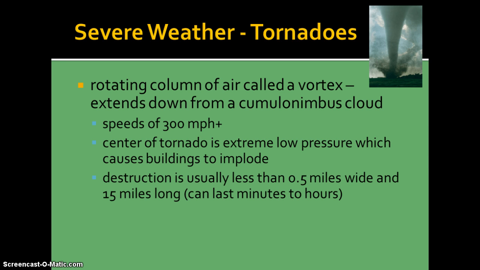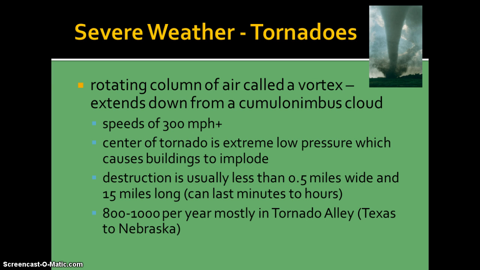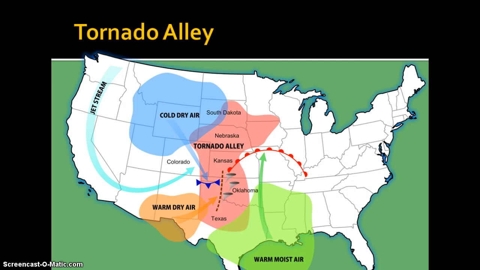Usually destruction is going to be less than half a mile wide. However, they can be miles long. They last anywhere from minutes to hours depending on the storm and the conditions that are present. We have about 800 to 1,000 per year. Most of those occur in Tornado Alley, which is in the central part of the United States, ranging from Texas up to Nebraska. The scale that we use to measure tornadoes is the Fujita scale, and it's a scale of 0 to 5.